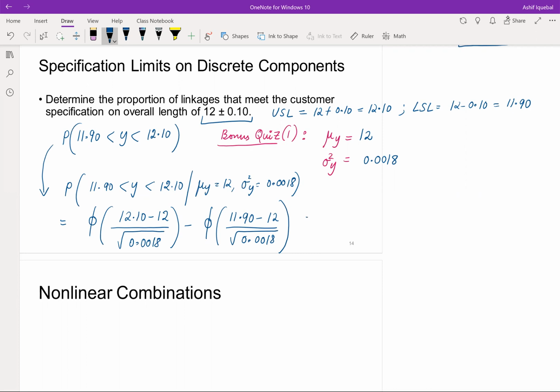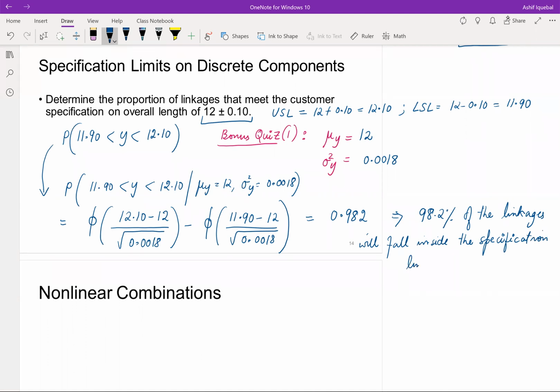So you can calculate these values from the standard normal table, and when you calculate, you will get 0.982, which means 98.2% of the linkages will fall inside the specification limits. All right. Any questions on this one?